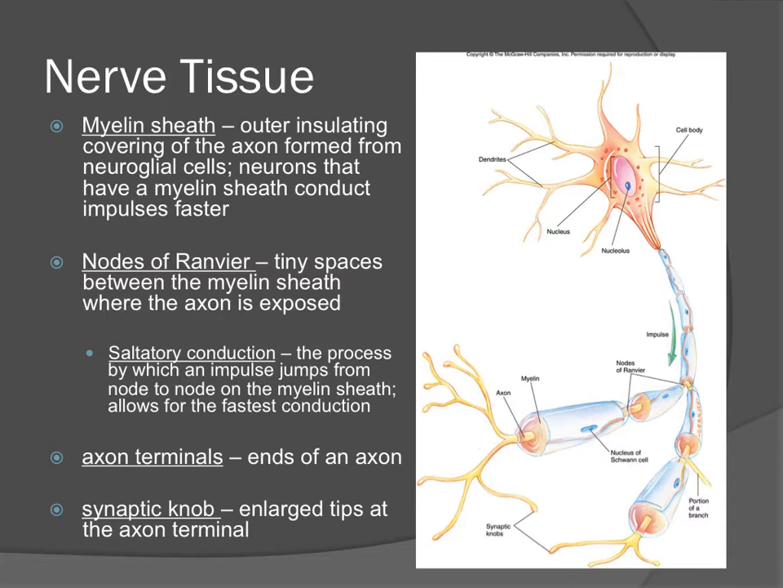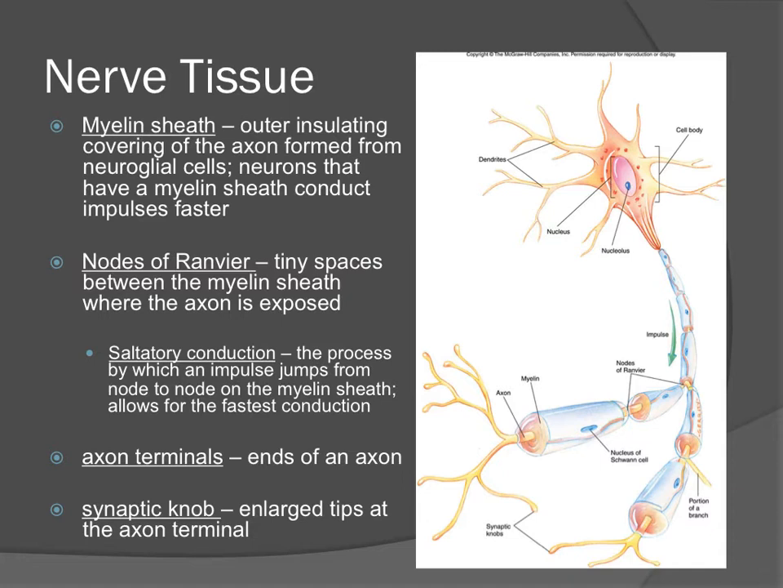The nodes of Ranvier are tiny spaces between the myelin sheath where the axon is exposed. Saltatory conduction is the process by which an impulse jumps from node to node on the myelin sheath, which allows for the fastest conduction. And by fastest conduction, I'm talking about the nerve impulse reaching parts of your body to control you walking or doing a task of some type.